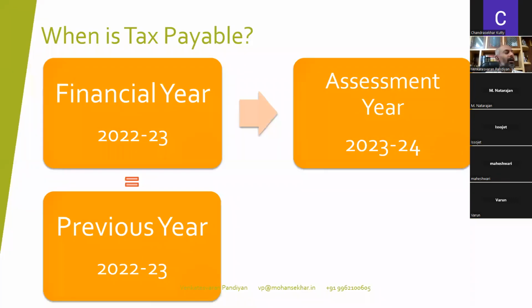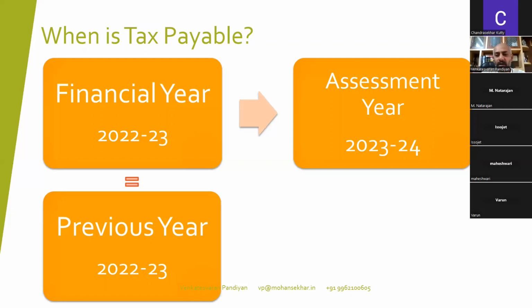Now, before we really get into tax deduction at source or tax collection at source, TDS or TCS, we should understand certain basic concepts. One, when is a tax payable by a taxpayer? Normally the income of a particular year is taxed in the subsequent year.